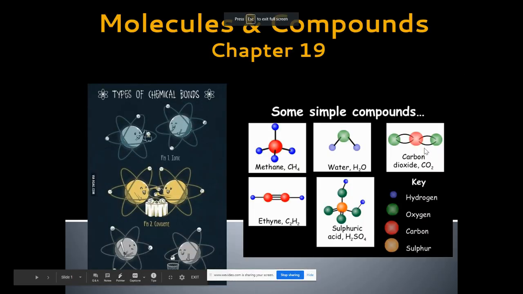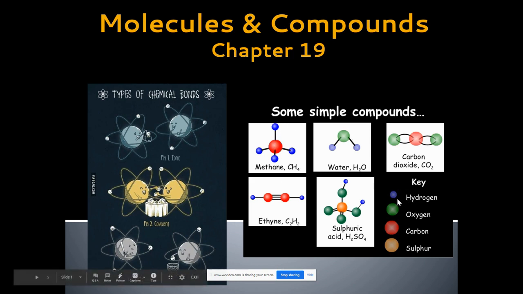All right, so we are going to talk about molecules and compounds. So a molecule is what happens when you have two or more atoms that bond together. Okay, so we have some examples down here. We have methane, water, carbon dioxide, ethine, and sulfuric acid. Now, each of these colored circles is an atom.